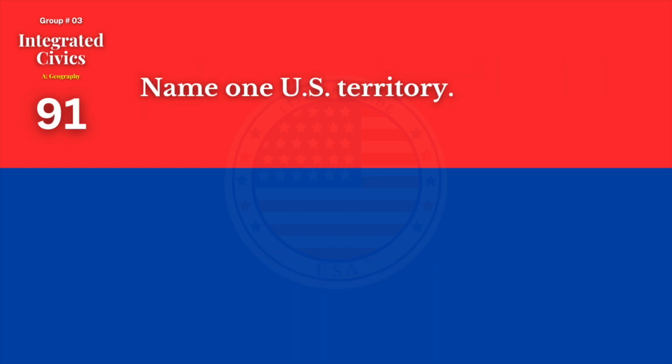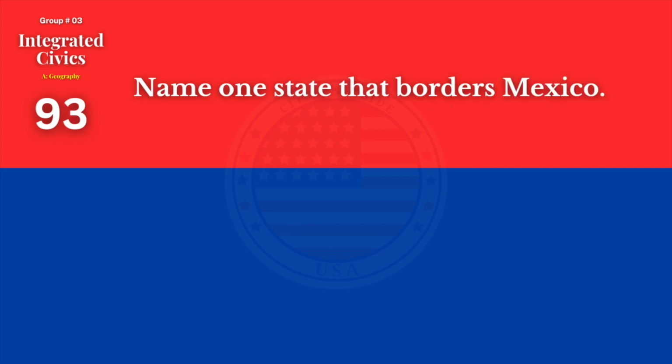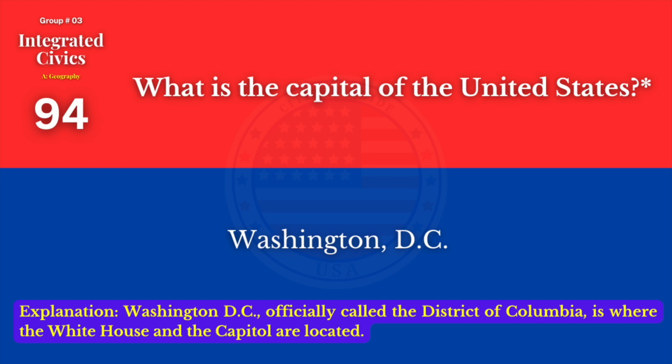Name one U.S. territory. Guam. Name one state that borders Mexico. California. What is the capital of the United States? Washington, D.C.